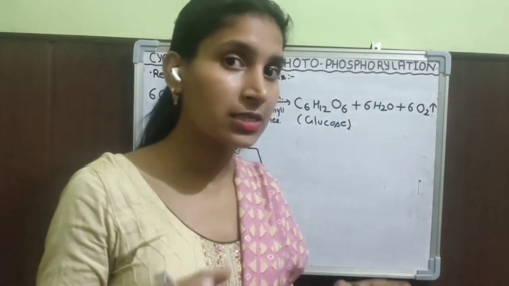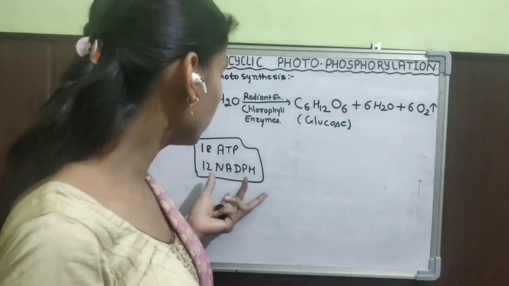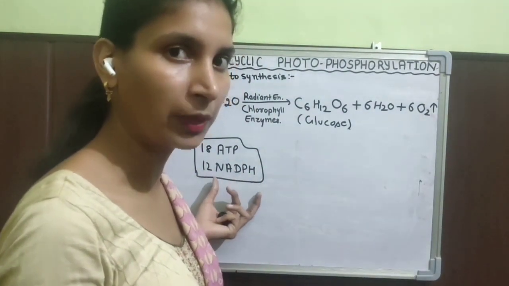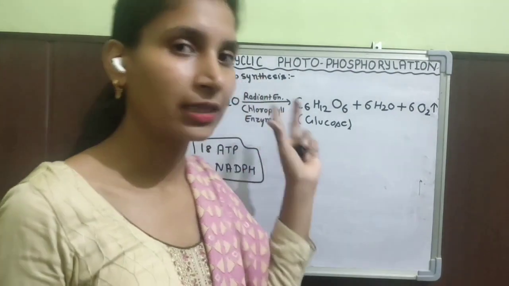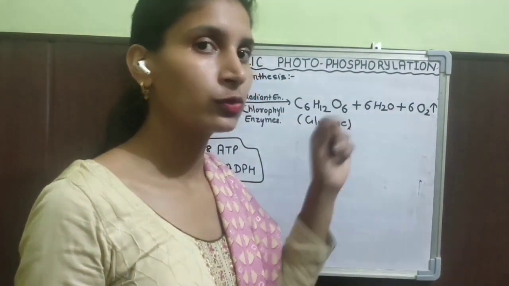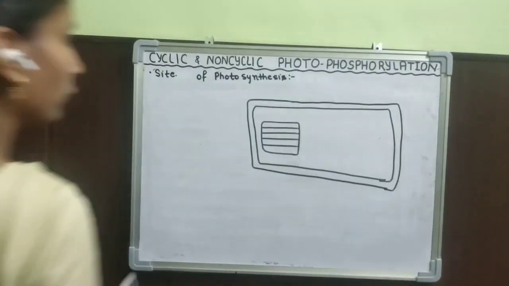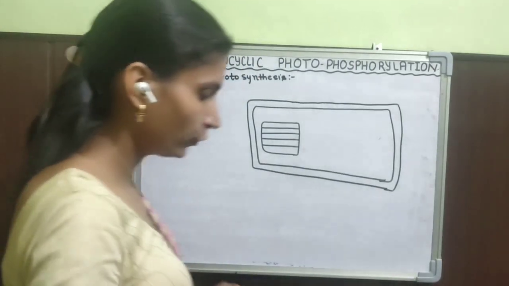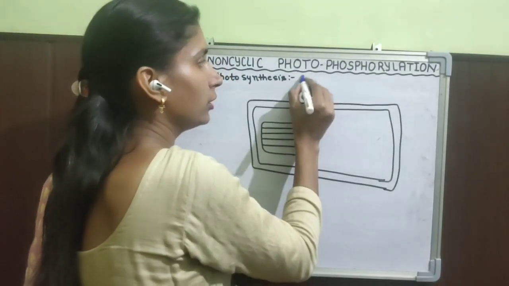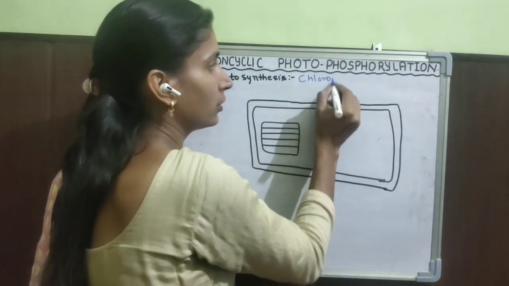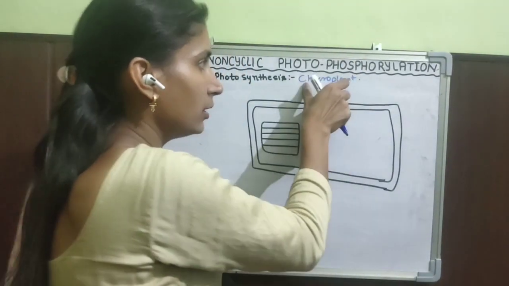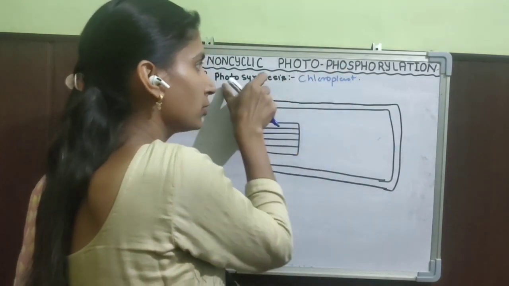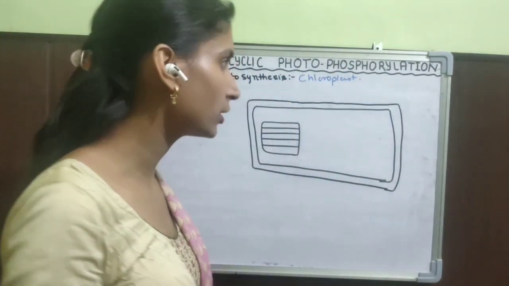But from where does this energy come? To produce this phosphate containing compound, which is high energy rich, these two reactions, cyclic and non-cyclic photophosphorylation, take place. We talk about the site of photosynthesis. Definitely it is the chloroplast. In the green plants, this organelle performs this reaction that is called photosynthesis.